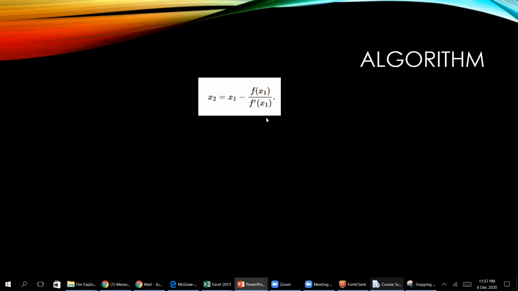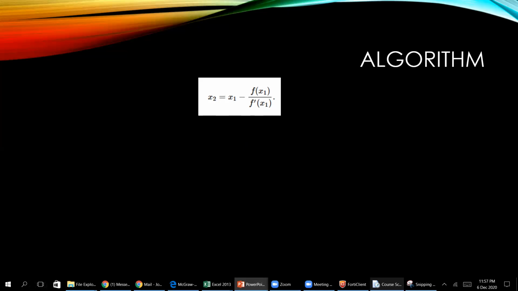Okay, so kindly review. We know your x sub 1, the first value, the guess value. Substitute it to the function, so we have our numerator. Substitute x sub 1 to our first derivative function of the function, so we have our denominator. Evaluate this, you have your x sub 2.